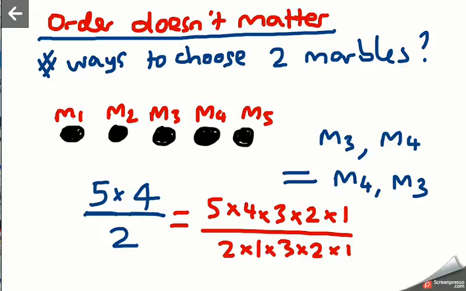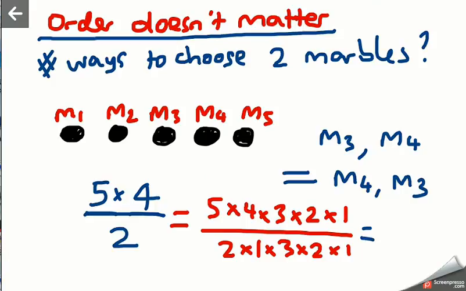So these two things are equal. 5 times 4 divided by 2 is the same as 5 times 4 times 3 times 2 times 1 divided by 2 times 1 times 3 times 2 times 1. I'm sure nobody disagrees with me. If you don't like that, put it into the calculator and see what you get.